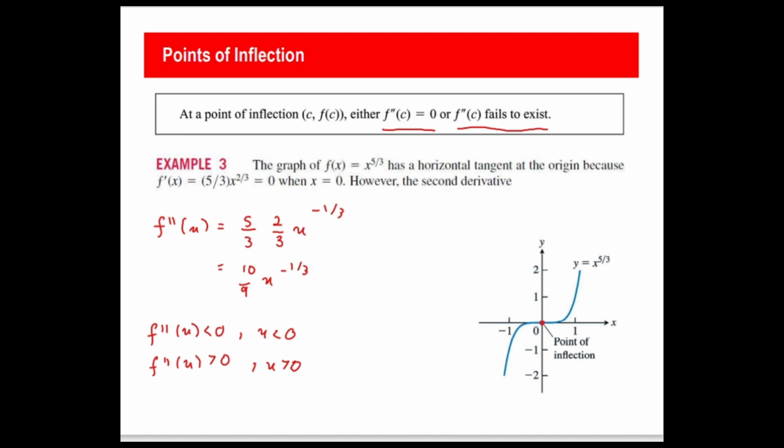For the first part here we have less than 0. It means that it is concave down. And for this part here, the second derivative is greater than 0, so it is concave upward. So at this particular point, x equal to 0, the concavity changes, and it has a tangent. In this case, we have the horizontal tangent. So we make the conclusion that there is a point of inflection at the origin.